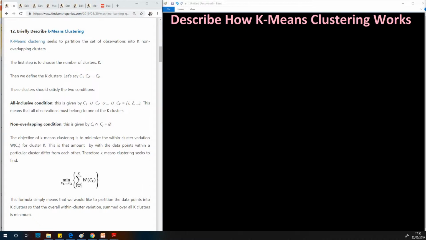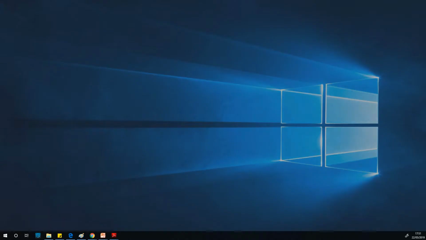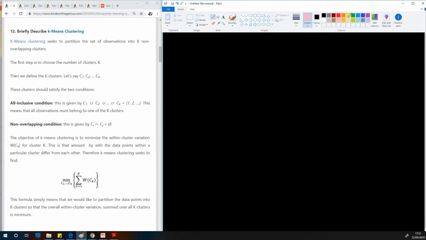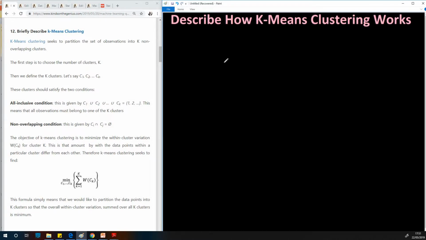Okay. So what I'm going to do is first draw a diagram, and then I'll use this diagram to explain k-means clustering to you. So let's start by drawing. I'm going to take a pen. Okay, so let's say we have a data set in this way. So we have this place, this place, this place.